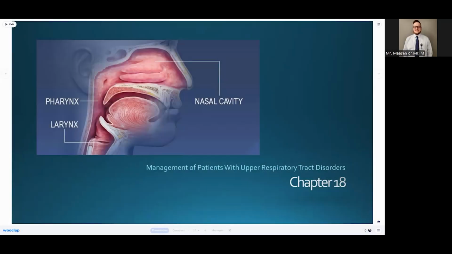All right. Hello, guys. Back to Unit 2. Short one here, thankfully. This is Chapter 18, discussing management of upper respiratory tract disorders.